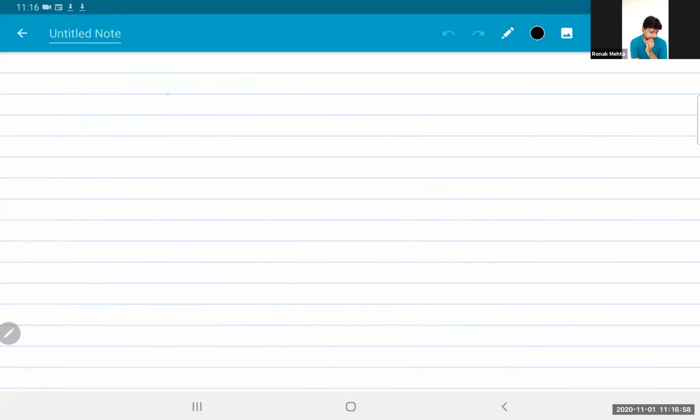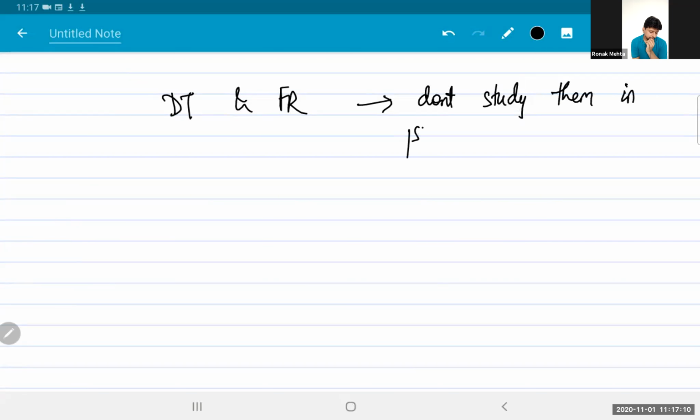Honest suggestion: DT and FR, these two subjects, don't study them in the first 20 days of December. It's a suggestion. Unless you feel you are damn strong in FR and damn strong in DT because of your practical exposure, then you can pick them up and study in the first 20 days. Otherwise, my suggestion is do not study them in the first 20 days. I'll explain the logic behind this suggestion also.